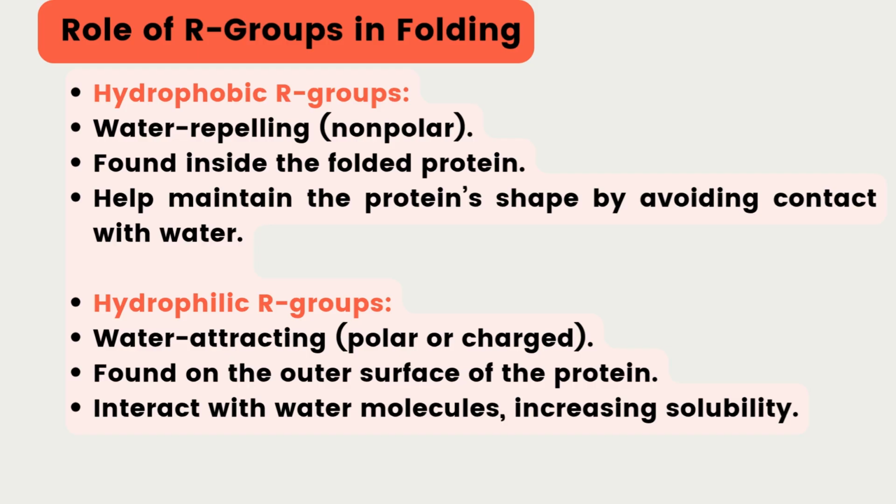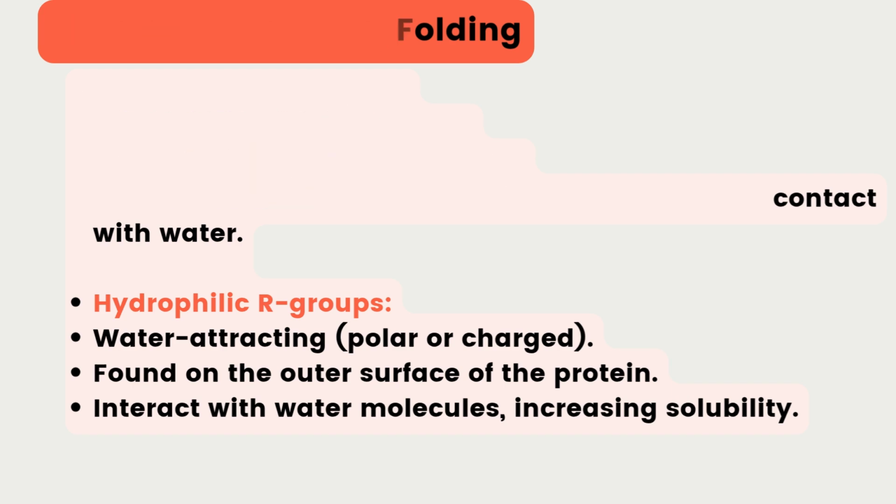In contrast, hydrophilic R groups are polar or charged, meaning they're attracted to water. These are usually positioned on the outer surface of the folded protein, where they can interact with water molecules. This arrangement increases the solubility of the protein in the cell's watery environment.